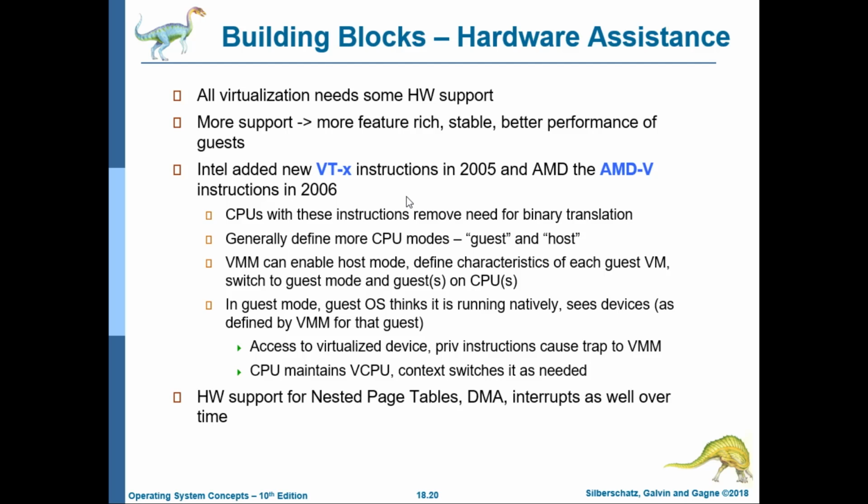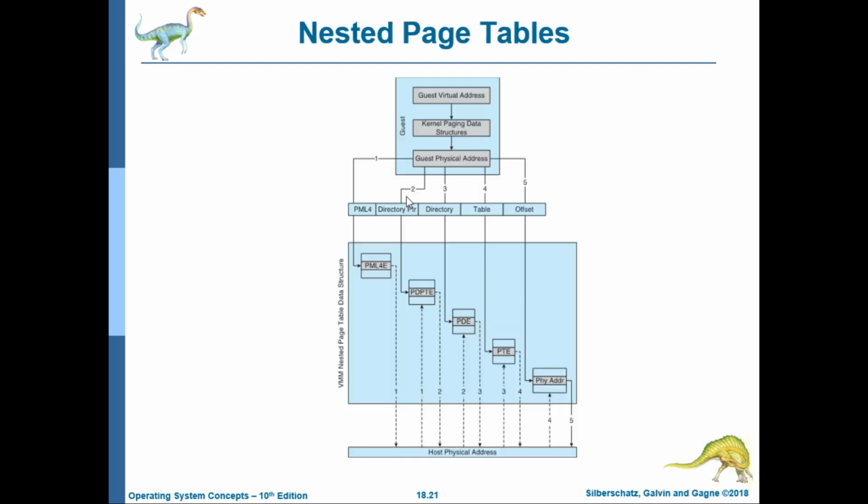There is also hardware support for nested page tables and DMA interrupts over time, of course, because of the advancement of technologies. So this is an illustration of a page table. It shows the extra translation work performed by the hardware to translate from a guest virtual address to a final physical address. This is why it is very taxing for the hardware: from the guest OS, it will then translate the addresses to the physical address.